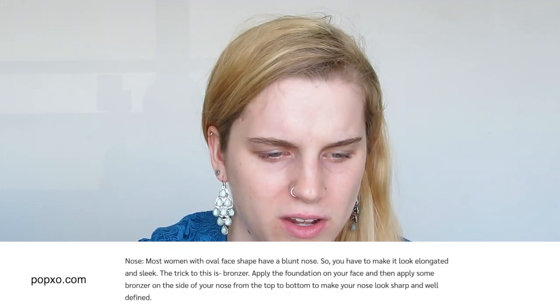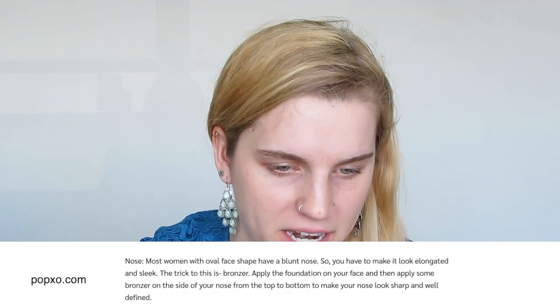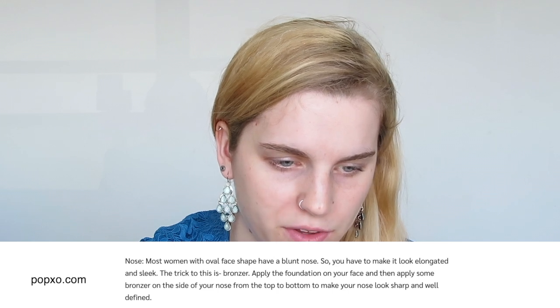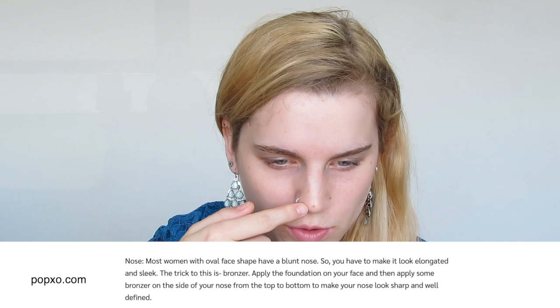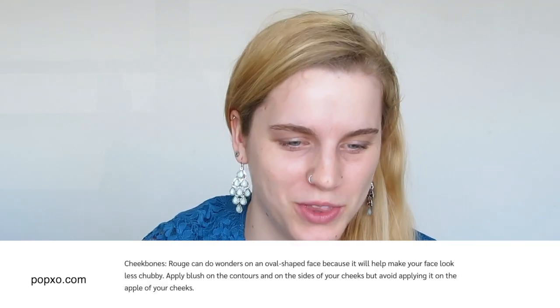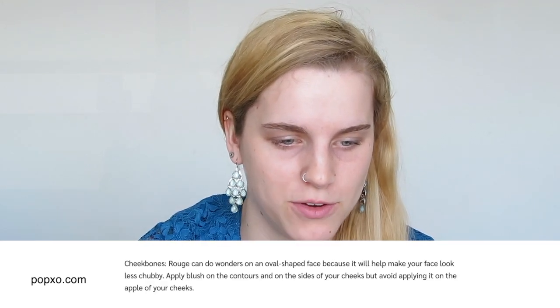So you have to make it look elongated and sleek. Apply the foundation on your face and then apply some bronzer on the side of your nose from the top to bottom to make your nose look sharp and well defined. Rouge can do wonders on an oval shaped face because it will help make your face look less chubby.